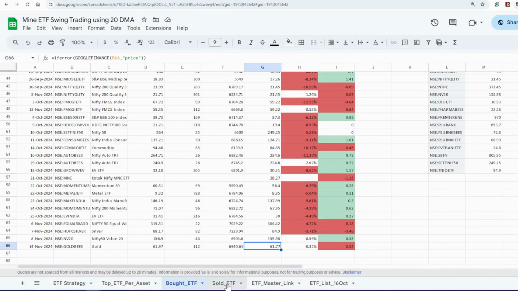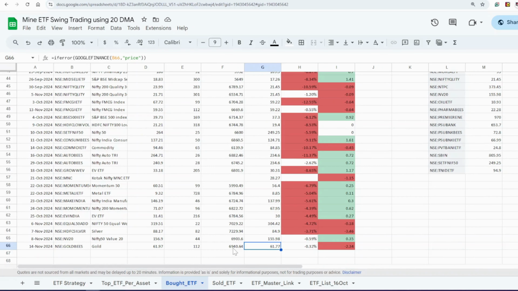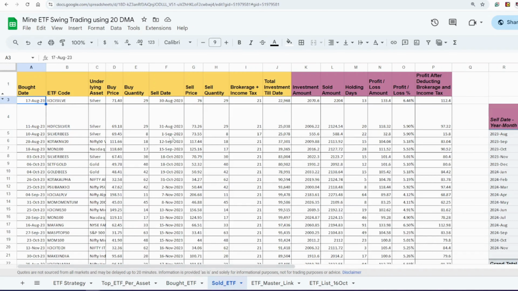Okay, now coming to the sold ETF, as I said, I started on 17th August 2023 with ICICI Silver, and at that time I bought just for 2000 rupees. The investment amount was just 2000 rupees, but I have started investing more and more. As you can see, yesterday itself I bought for 6940, and for one I bought for 7229 also. So that's how I started from 2000, and now I am buying per ETF for 6000 also.